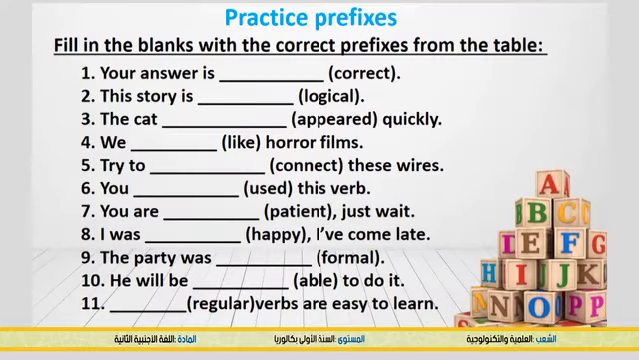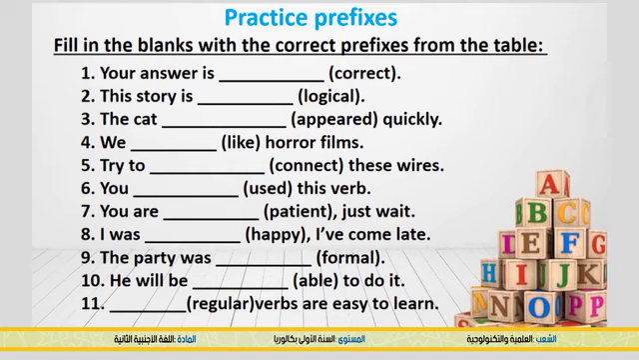Practice prefixes. Fill in the blanks with the correct prefixes from the table we have just seen. Number 1, your answer is (correct). Number 2, this story is (logical). Number 3, the cat (appeared) quickly. Number 4, we (the verb to like) horror films. Number 5, try to (the verb to connect) these wires. Number 6, you used this verb (of course).